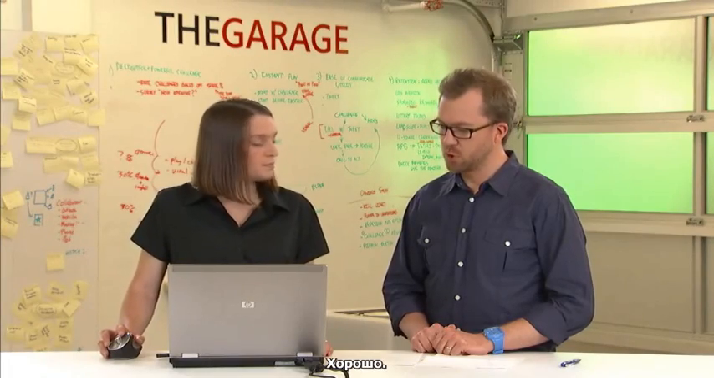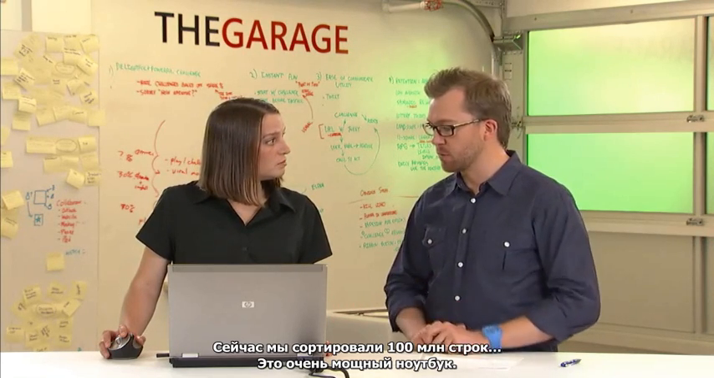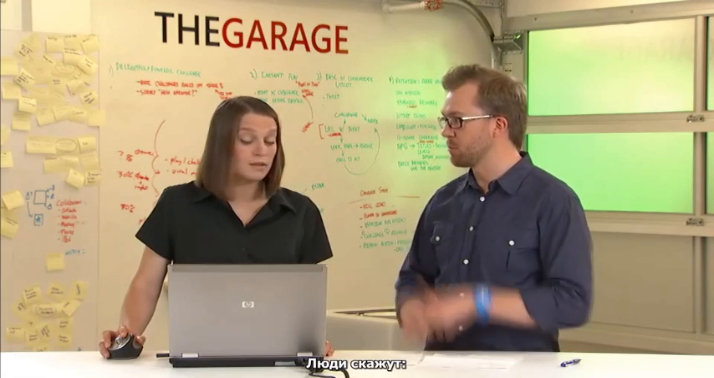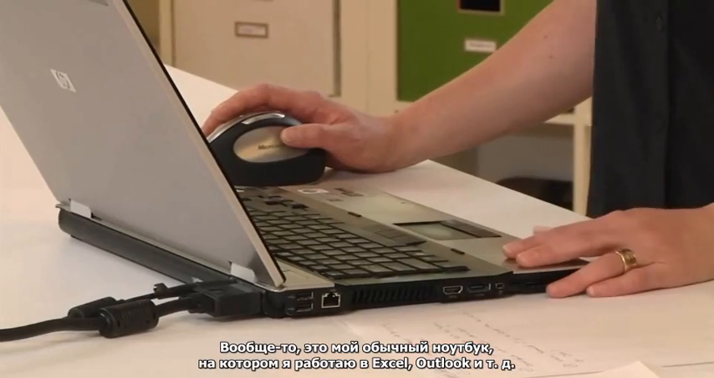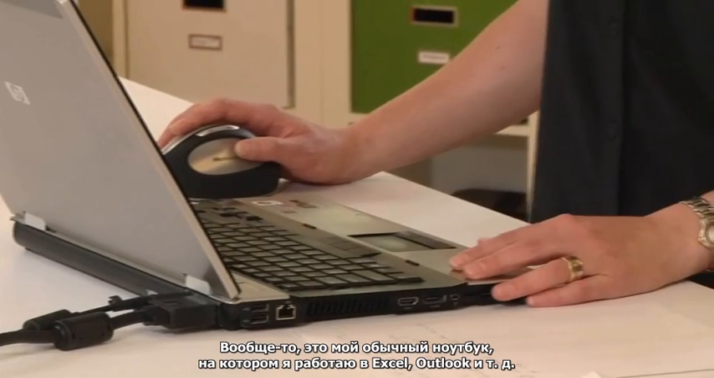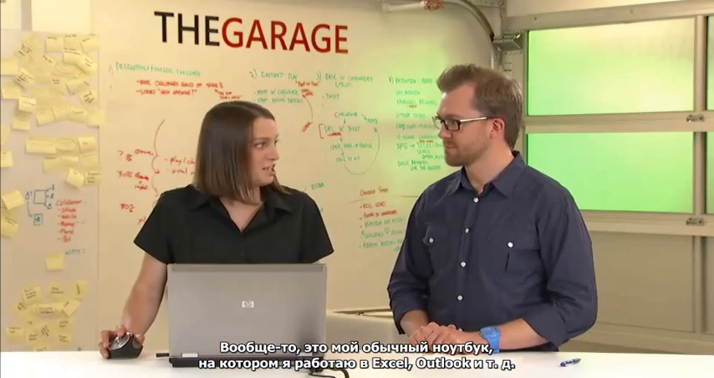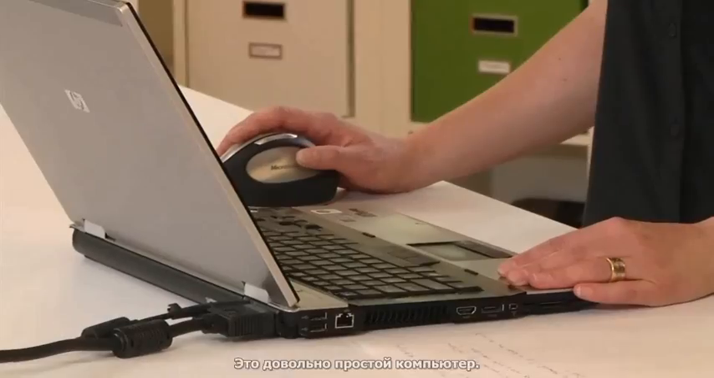building models. Sure. Now, the performance that we're seeing here, sorting through 100 million rows, is this a really, really powerful laptop? What kind of machine are you using? Because I think people would say, oh, well, you're obviously on a really high-powered PC to get that kind of performance. Is that the case? No, it's not the case. Actually, this is on my traditional laptop that I use for Excel, Outlook, whatever. It's a pretty simple machine, actually.